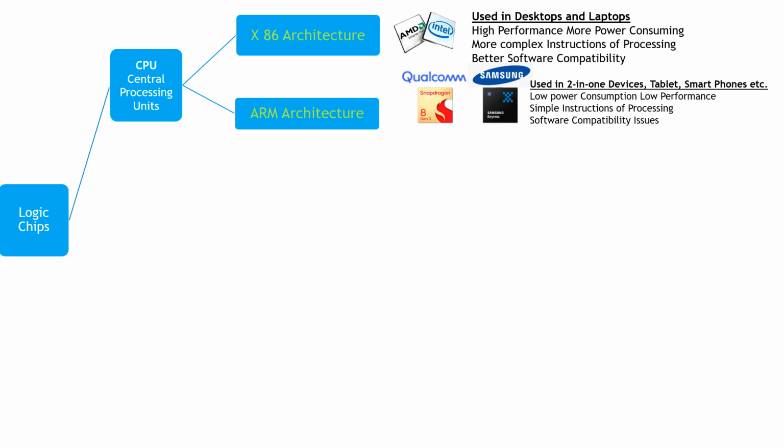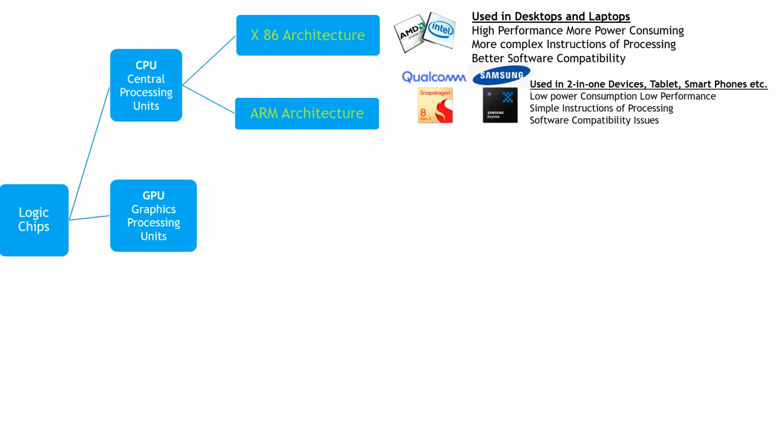These architectures are based on a simple instruction set for processing, which is why they consume low power, but at the same time they can have compatibility issues, and some operating systems do not provide compatibility patches for these ARM architectures. But nowadays, due to the increased use of mobile devices, many mainstream CPUs are shifting towards the ARM architecture.